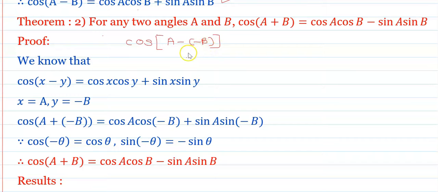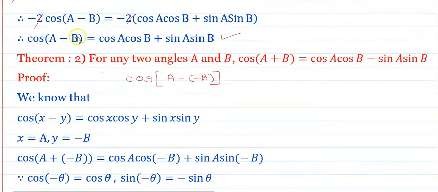Okay. That is, it is in this form, cos of A minus B. Now I will expand according to this above formula. What is that? Cos of A into cos of B. But what is B? B is minus B. As here there is minus, therefore there is a plus sign.